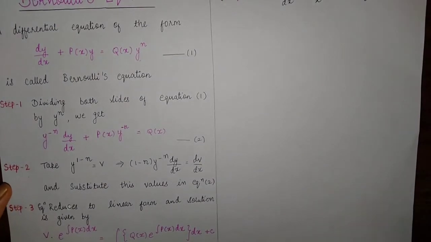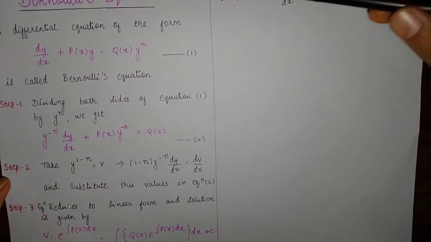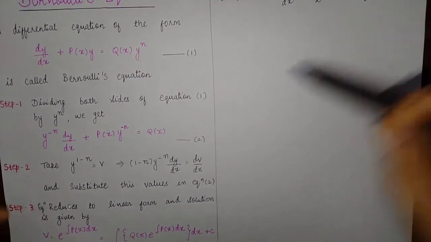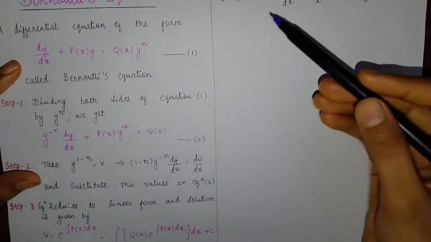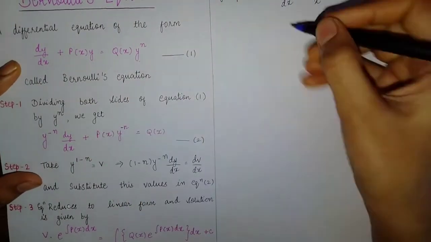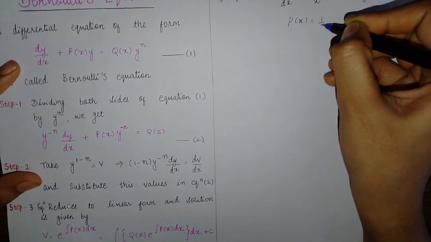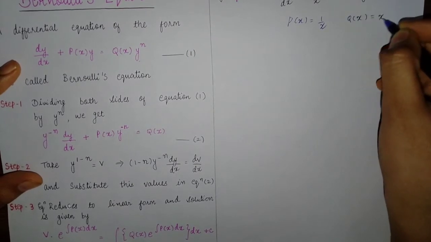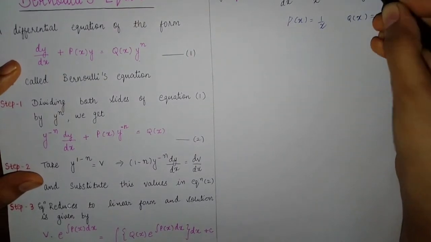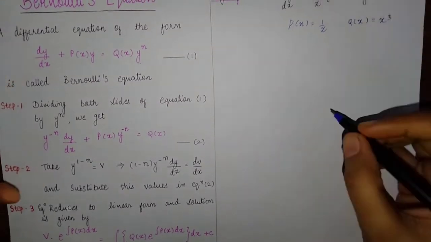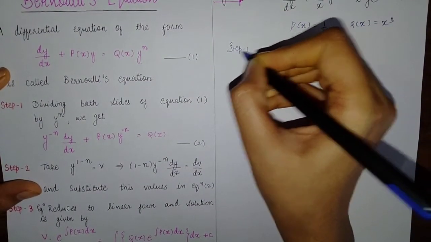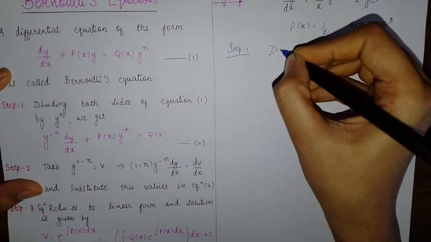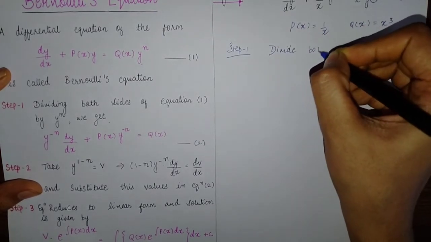So an example of Bernoulli's equation is given. Solve dy by dx plus 1 by x y equal to x cube y cube. You can see that this is Bernoulli's equation, dy by dx plus pxy. What is our px? 1 by x. And what is our qx y raised to n? qx is x cube. And what is our n? n is 3. So your step 1 will be to divide both sides of the equation by y raised to n, that is, by y cube.